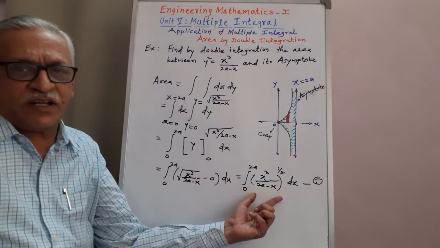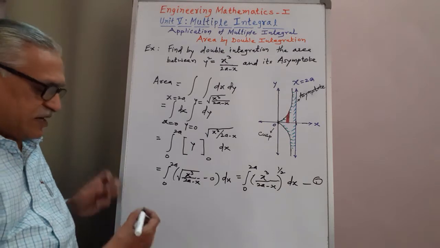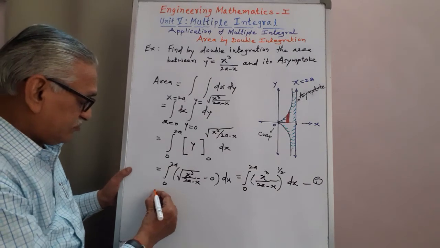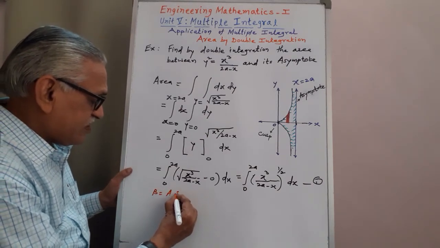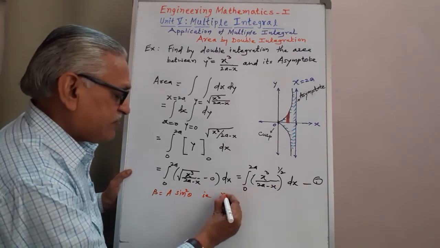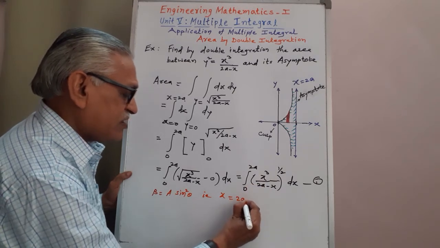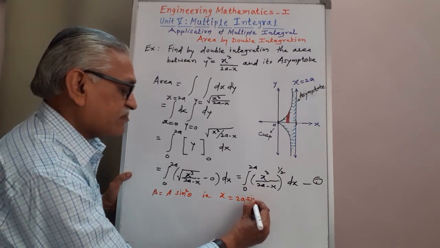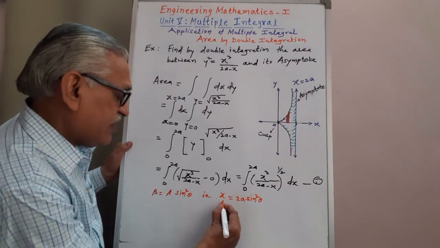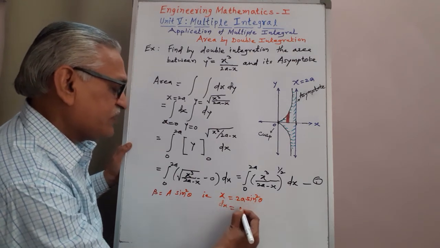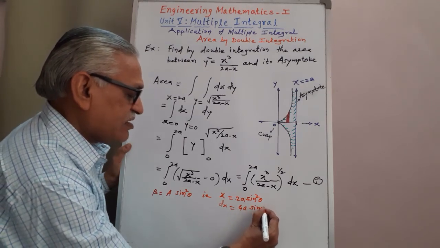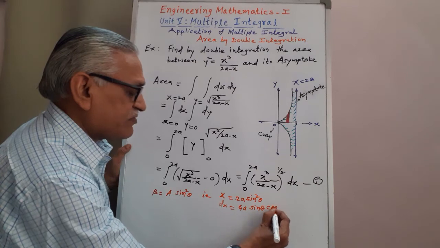The integrand contains a binomial expression in the form of a minus b, and therefore using that standard substitution, we put x equals 2a sine square theta. Then differentiating it, we get dx equals 4a sine theta, using the chain rule, the derivative of sine theta is cos theta.